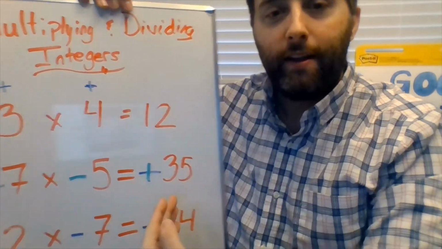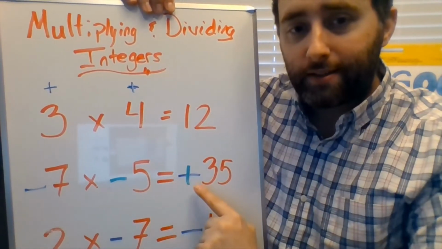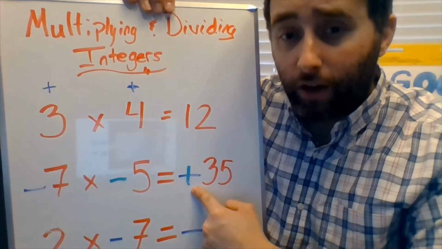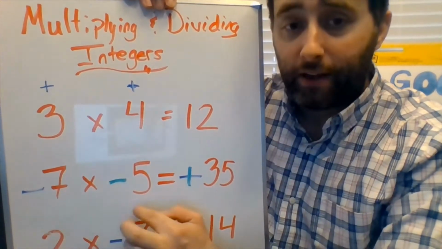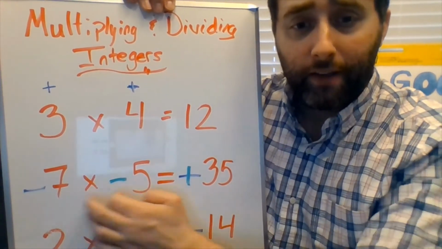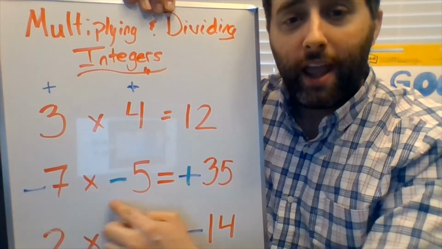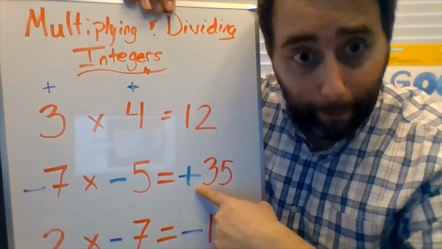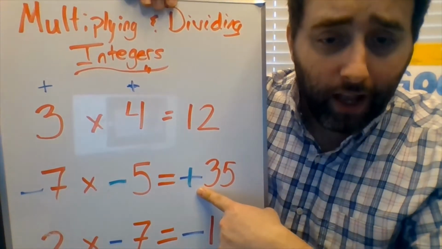So technically, those two negative lines are still here. When you have negative 7 times negative 5, you have 35. 5 times 7 is 35. A negative and a negative, they fuse together and become a positive. Very good.